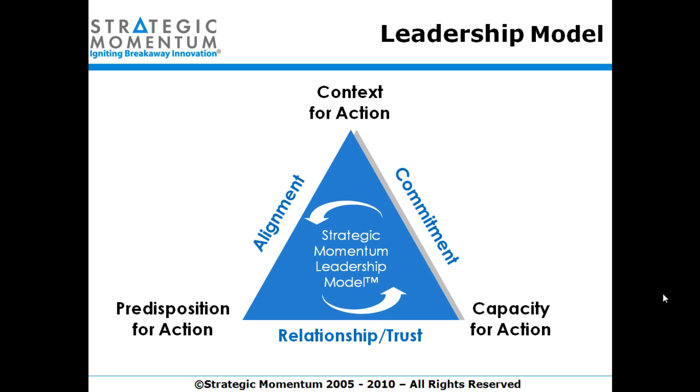Where it's at is, first of all, ask some fundamental questions. Is the relationship and trust adequate to support the kind of mission and the kind of complexities and risk you're taking with the organization? Is the context for action clear? Does everybody within the organization understand where the organization is going? Are they aligned with that context, and are they committed to bring that context forth? Are they committed to bring the mission forth?